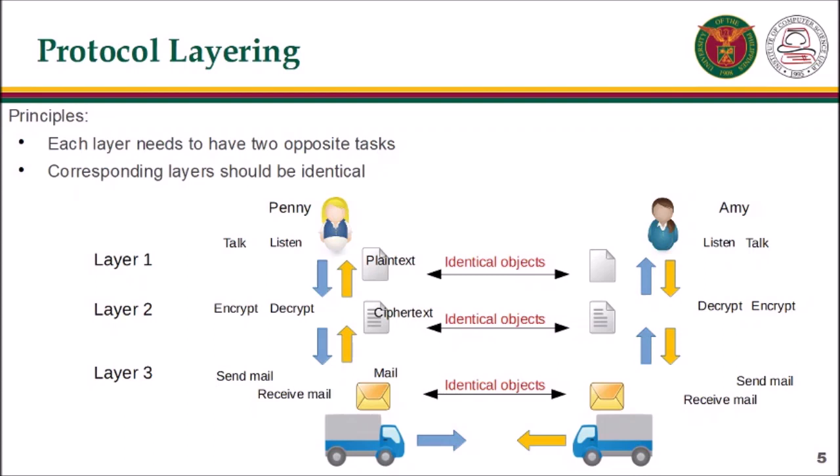The second principle that we need to follow in protocol layering is that the two objects under each layer at both sides should be identical. For example, the object under layer 1 is a plain text. Under layer 2, it's a ciphertext. Under layer 3, it's a mail.